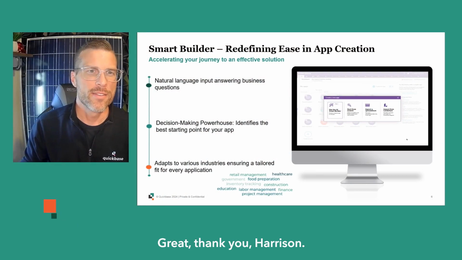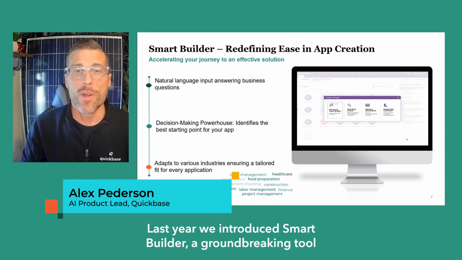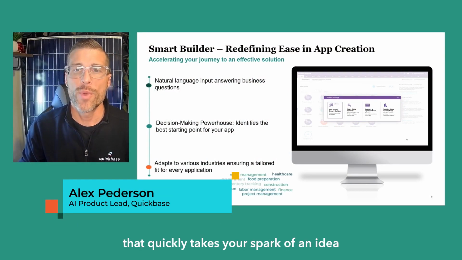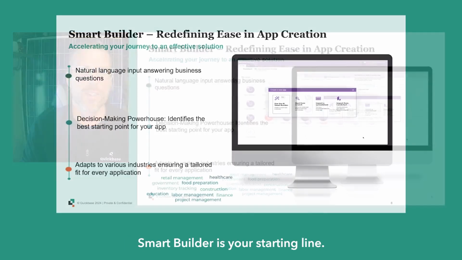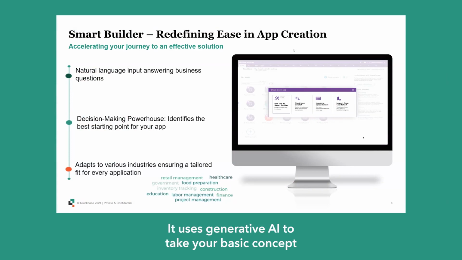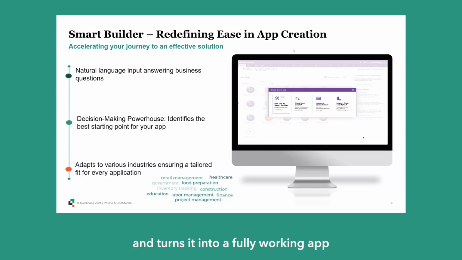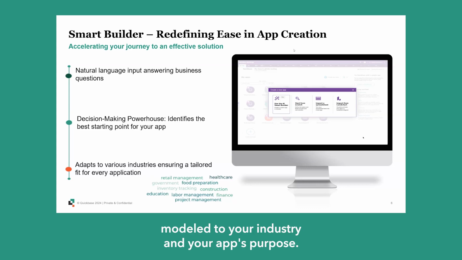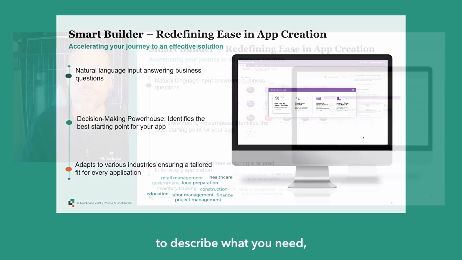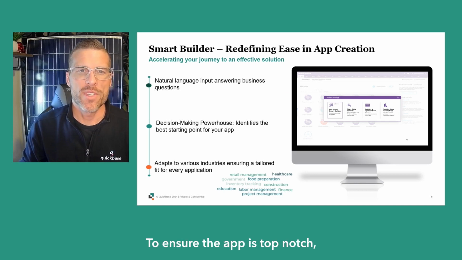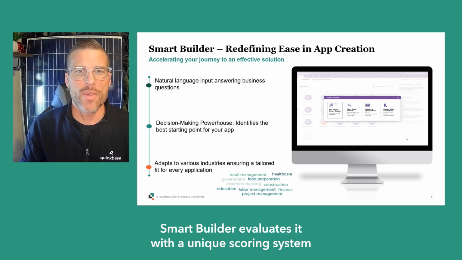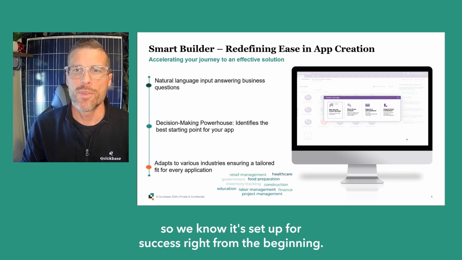Great, thank you, Harrison. Last year, we introduced Smart Builder, a groundbreaking tool that quickly takes your spark of an idea and turns it into a fully functioning app. Smart Builder is your starting line. It uses generative AI to take your basic concept and turn it into a fully working app modeled to your industry and your app's purpose. This means you get to use your own words to describe what you need, and Smart Builder takes it from there. To ensure the app is top-notch, Smart Builder evaluates it with a unique scoring system, so we know it's set up for success right from the beginning.